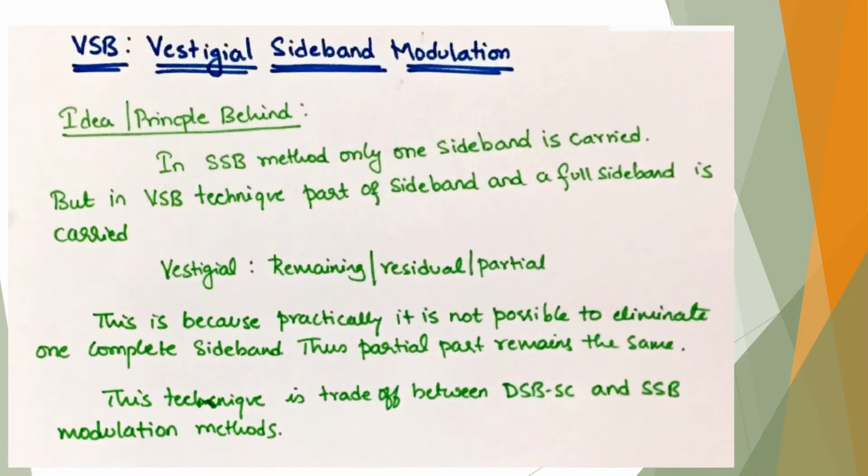In vestigial sideband modulation, the desired sideband is allowed to pass completely through the filter, whereas just a small portion, called the vestige or trace of the undesired sideband, is allowed. The transmitted vestige of the undesired sideband compensates for the loss of the wanted sideband. So, in single sideband generation, one sideband is carried, but in the VSB technique, only a portion of a sideband is carried out.